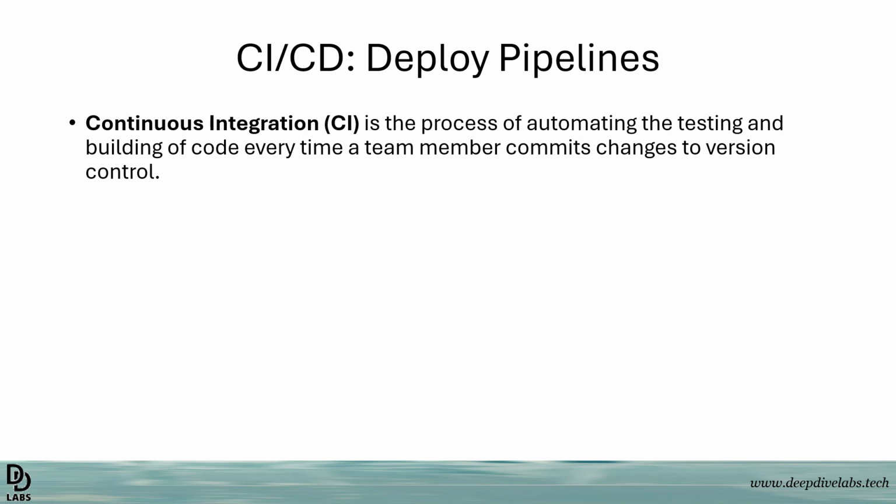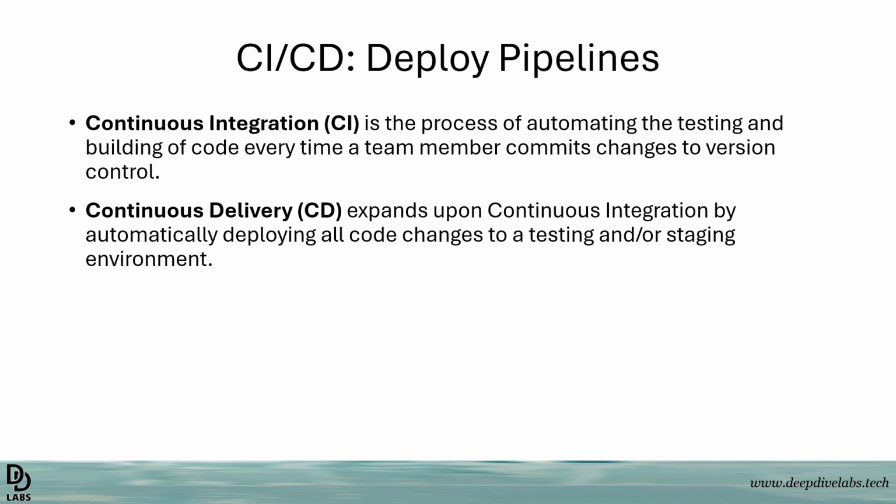But now the mindset has changed to continuous integration. So it's important to do some automated testing every time, right? So the CI followed by CD, which is continuous deployment or continuous delivery, expands upon the continuous integration by automatically deploying all code changes to a testing or a staging environment, right?